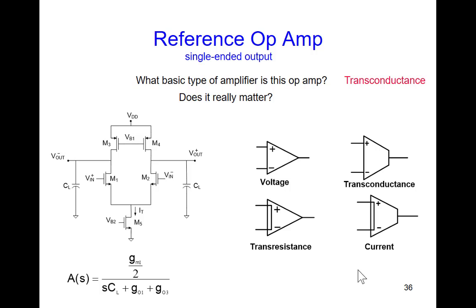So does it really matter? Well, in many applications it doesn't, and a lot of times we use just this transconductance amplifier. If we want a low output impedance, we can put an output stage on this structure. We'll talk about how to do that later. That's all for today. Thanks.